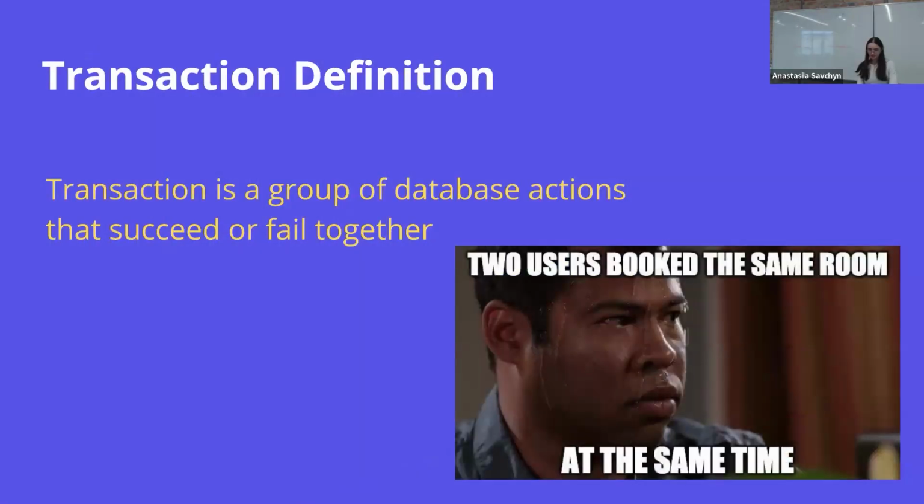So, what is a transaction? A transaction is a group of database actions that should succeed or fail together, for example, actions that depend on each other. You can see this image, like when two users are booking the same room at the same time and the developer hasn't predicted that, there could be problems, but that is a bit more advanced. So a transaction is a group of actions. That is what you have to know for now. And these actions depend on each other.